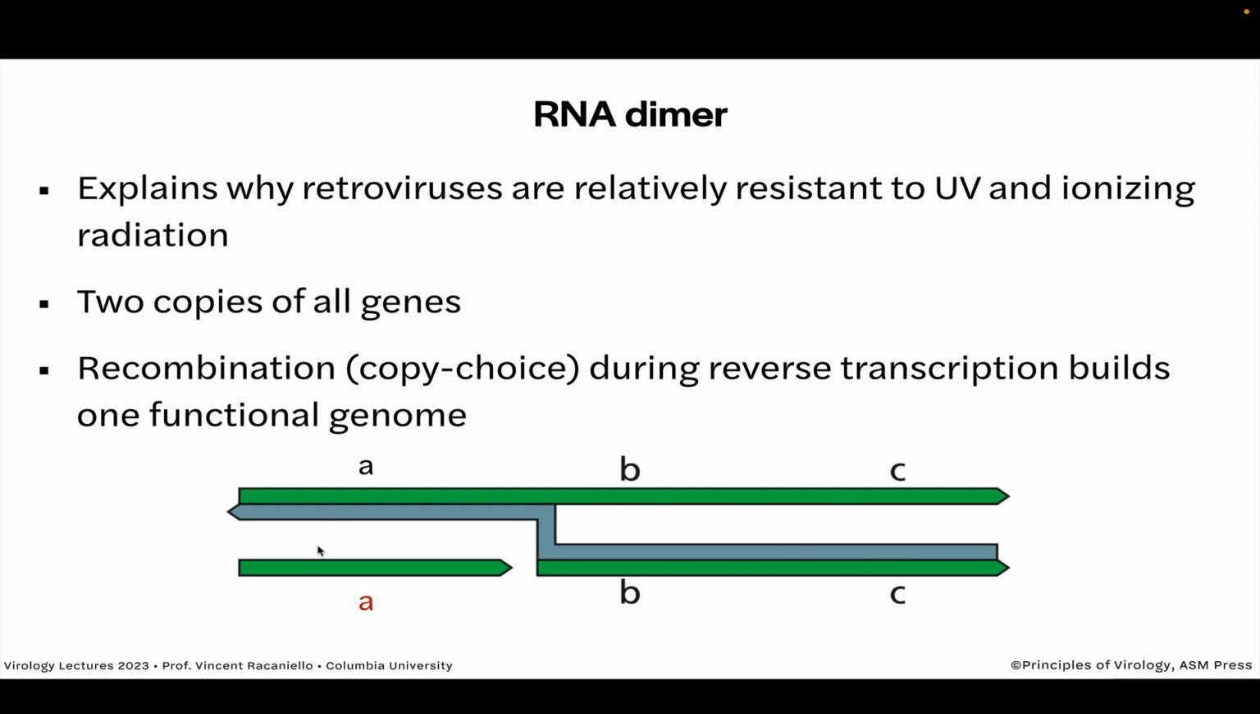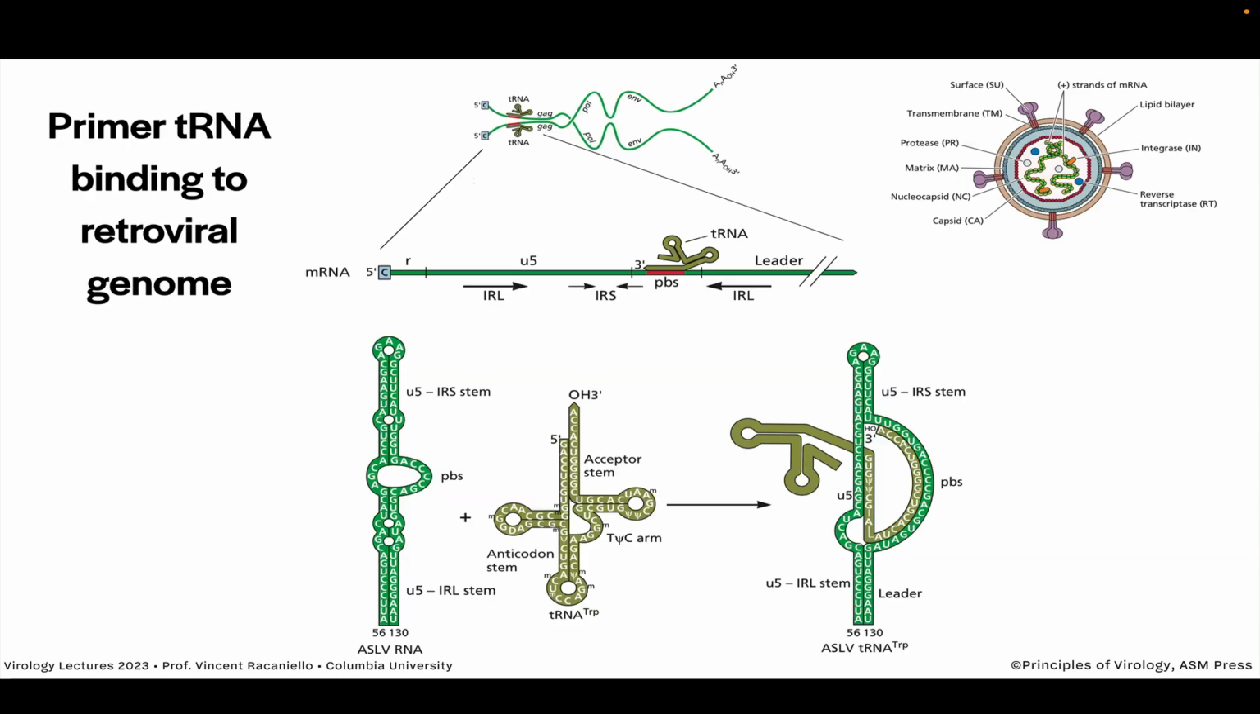And so we think if there are any mutations in one of the genomes, for example, let's say there's a mutation in gene A. The red is a mutant form of gene A. Well, just randomly, the enzyme will copy the wild type form of A, and so that mutation's effects will be alleviated. This is called recombination. It's called copy choice because the polymerase goes back and forth between the two RNAs. So it essentially builds one functional genome from two that may be mutated.